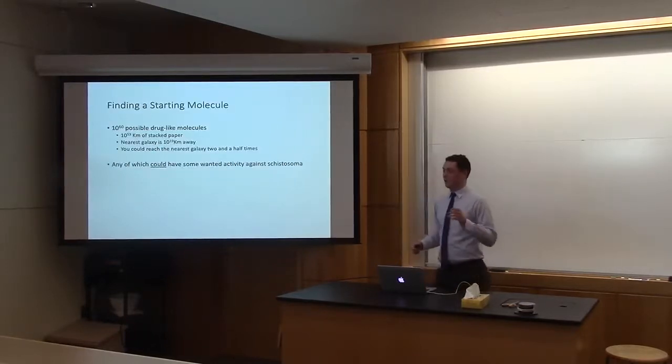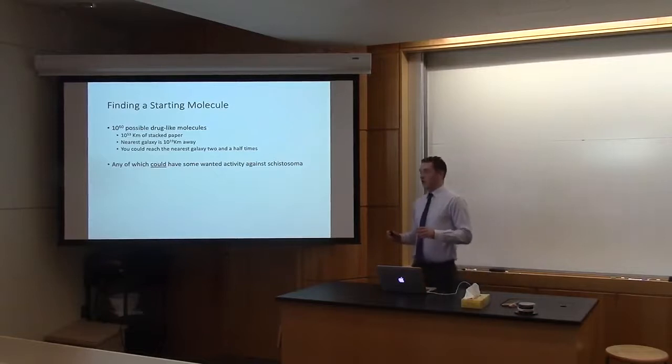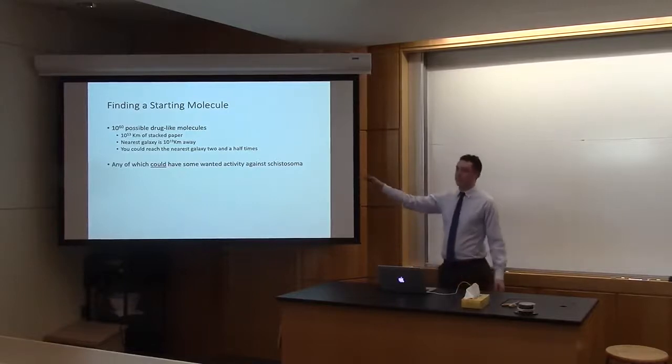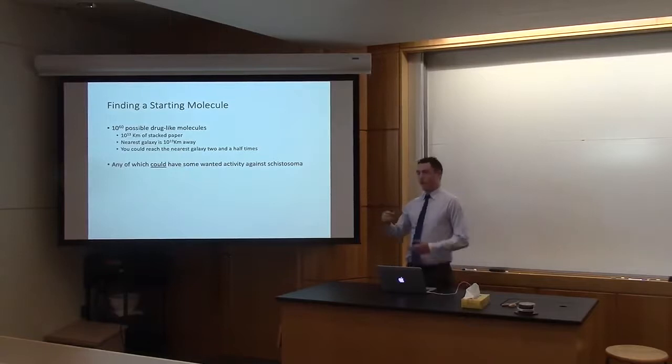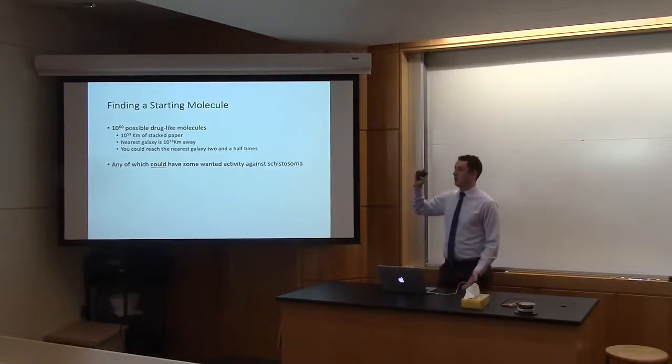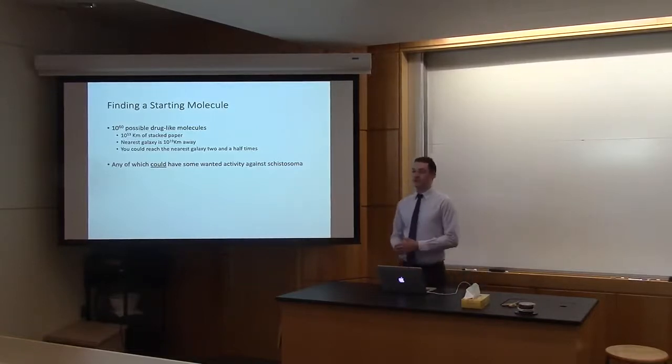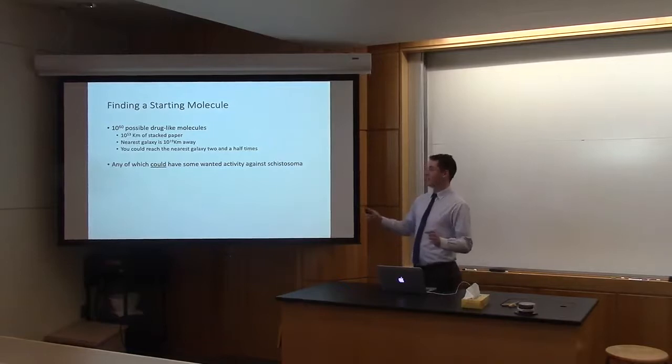So, finding a starting molecule for making these drugs. There are so many different drug-like compounds that exist. There's 10 to the 60 possibilities. That is a massive number. Just for an example, if you put a drug-like compound on a piece of paper and then stacked all the drug-like compounds up in the air, it would be 10 to the 53 kilometers, which is still a big number, so I'm going to try and break it down a little bit more.